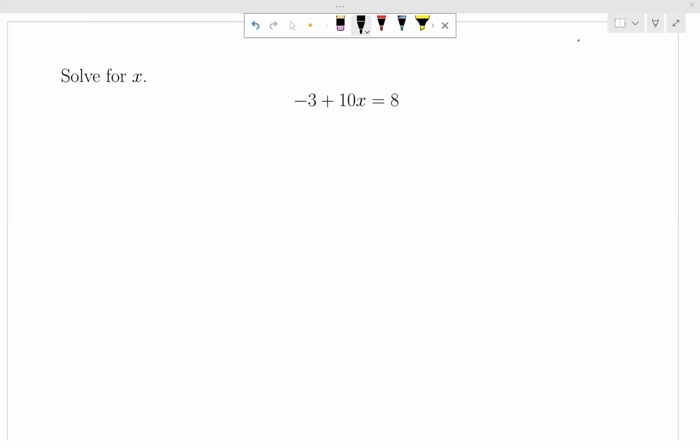Hey, so we're looking at this problem. It says -3 plus 10x is equal to 8. So when we're looking at problems like this that ask us to solve for x, we're trying to get this x variable right here by itself.